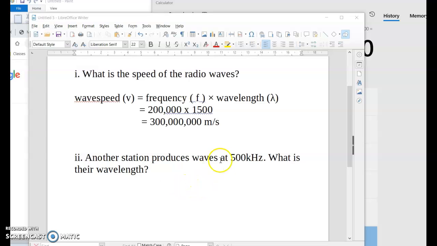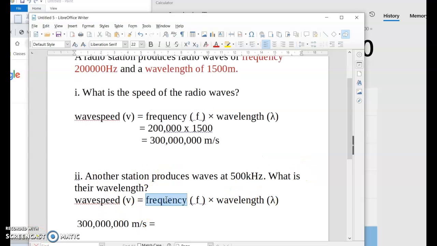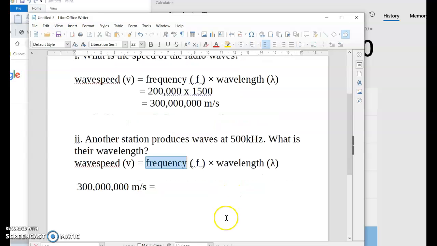Another station produces waves at 500 kilohertz. Kilo, this is important. What is their wavelength? We know that wave speed is equal to the frequency times the wavelength. The wave speed is 300 million meters per second. We know that the frequency is 500 kilohertz. Now I have to change 500 kilohertz into hertz, so this would be times 1,000. So 500 times 1,000 is equal to 500,000 times the wavelength, which we have to find.